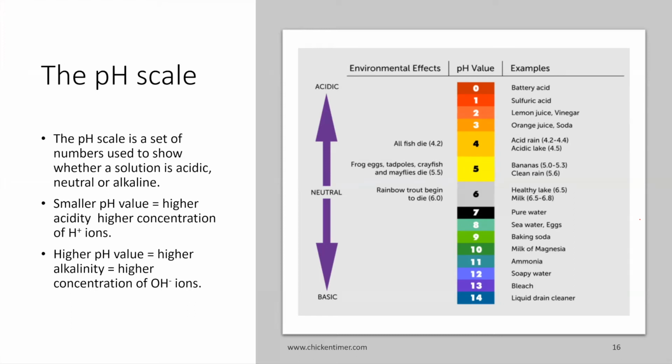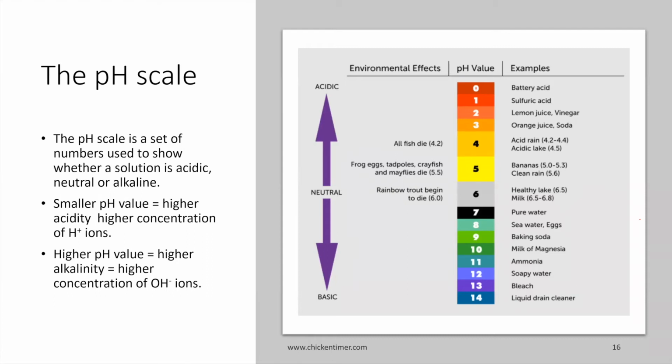If you look at the image, the diagram down there, it shows you a bunch of pH values. It's from 0 to 14. And they gave you some examples of what substances belong to which pH value. Then there are some environmental effects. That environmental effect is not tested, it's just for your knowledge purposes only.